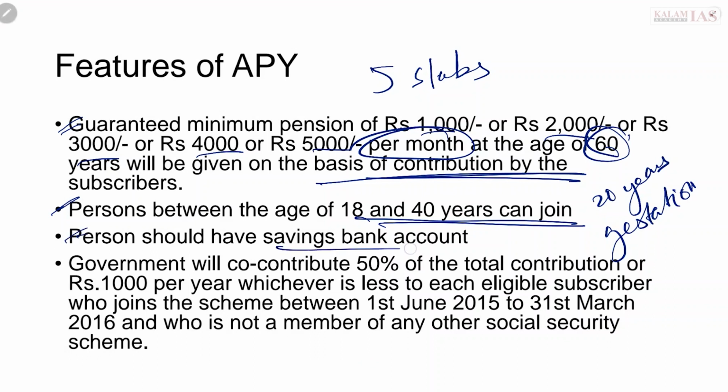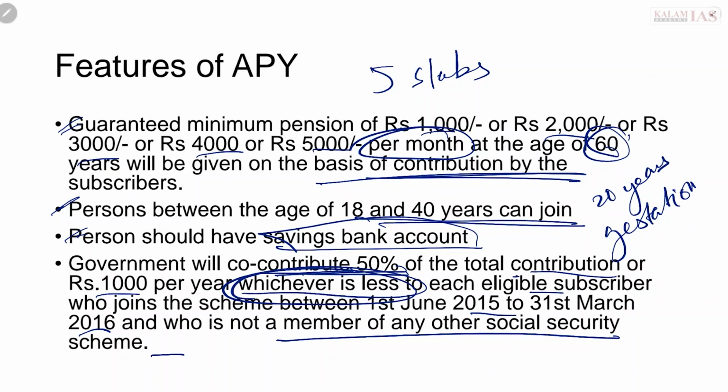Another feature is that the person should have their own savings bank account. This encourages financial inclusion. It was a scheme of 2015, so every such scheme had a savings bank account system because that was one of the major priorities of the government then. And the government will co-contribute 50% of the total contribution or 1000 per year, whichever is less, to each eligible subscriber who joins the scheme between 1st June 2015 to 31st March 2016 and not a member of any other social security scheme. This was one of the ways to incentivize joining of the Atal Pension Yojana.